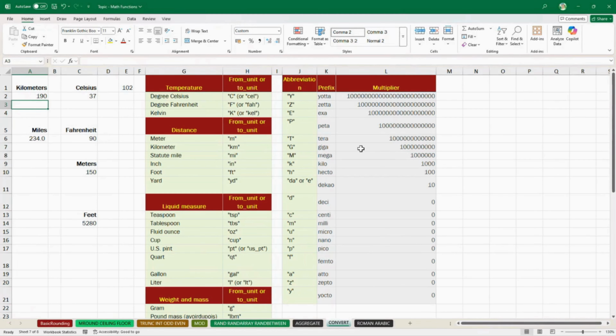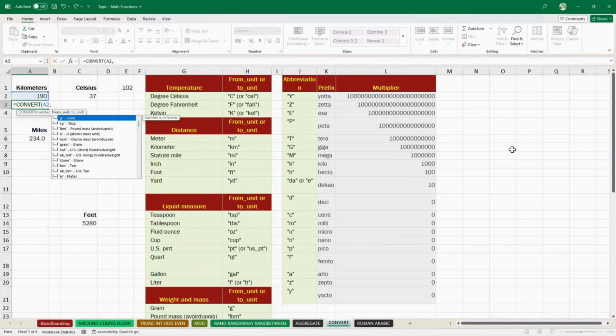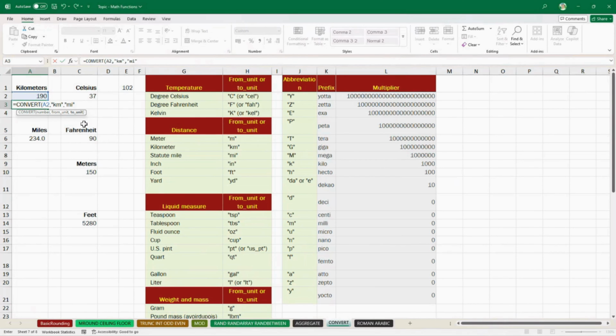And we can use a function here called CONVERT, which converts a number from one measurement system to another. Convert which number? This number, comma, which measurement system? Kilometers. In double quotes, we type in small letters. Remember, this is case sensitive. So you'll have capital C for something else, but small c for something else. So kilometer, comma, to unit, statute mile, MI. We close the parentheses and we get an answer here, 118 miles.